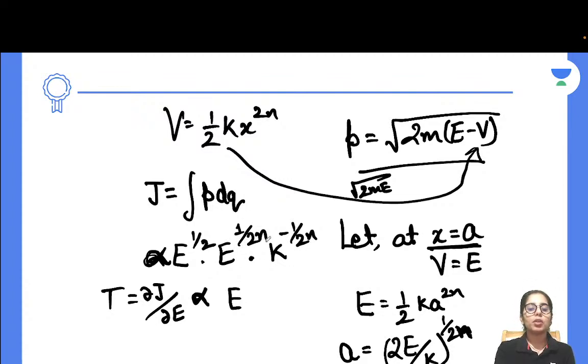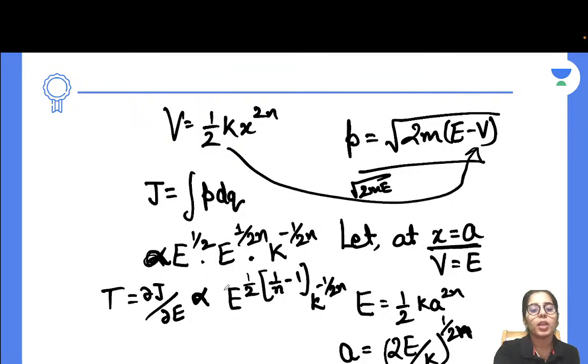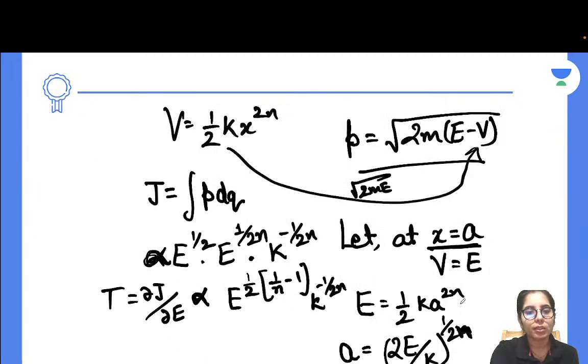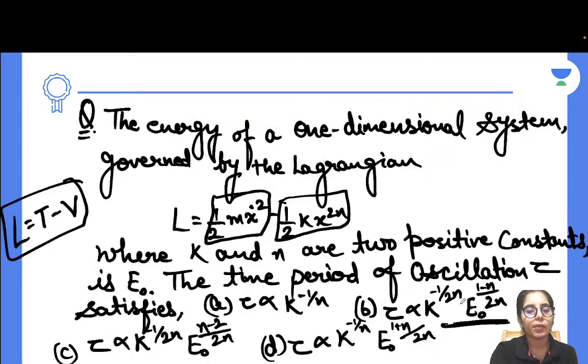So it will give me 1 over 2 and minus 1 over 2. Okay, because half minus 1 will give me negative half. So this will give me 1 over 2, 1 over n minus 1, right? And k to the power negative 1 over 2n. So this is going to give me 1 minus n divided by 2n. Okay, for e dependency, 1 minus n divided by 2n, where it is present. It's in option B. Okay, so your option B is going to be the correct option then. And even you can see the other dependency, that is k to the power negative 1 over 2n.